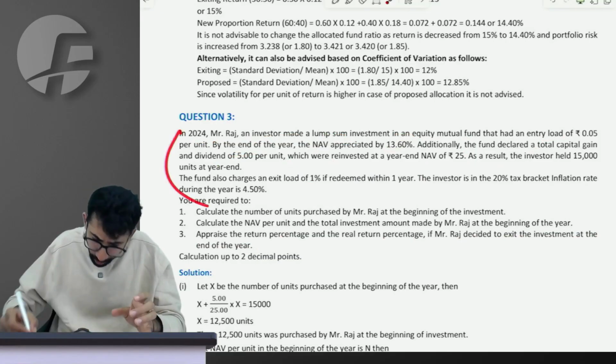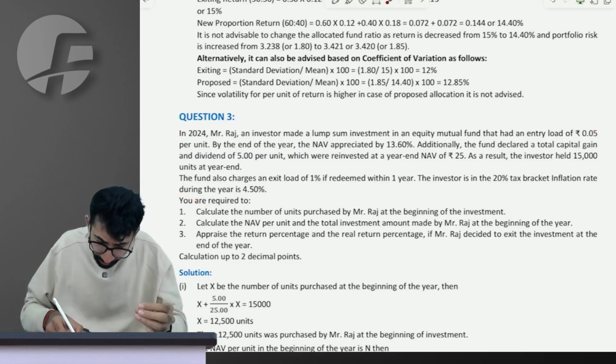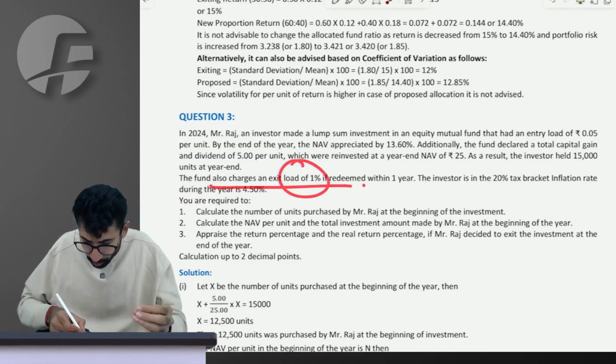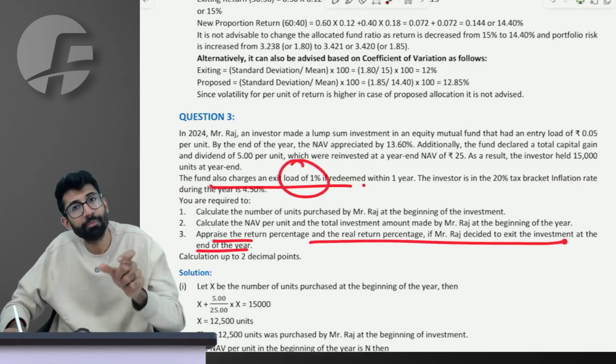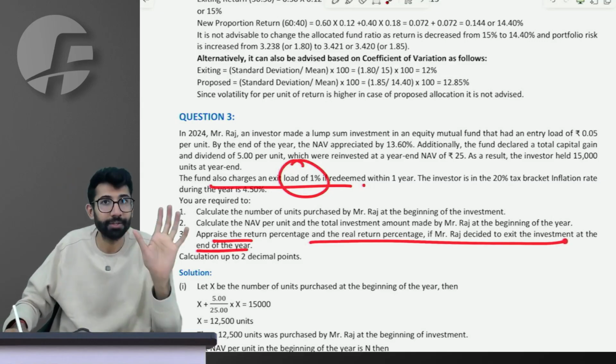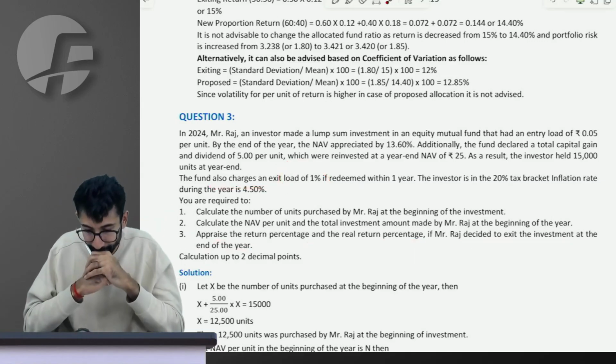Cool. They have not very clearly specified when the investment was made. But given the information of exit load, we are assuming that when they redeem it at the end of the year, it is before the completion of 1 year, which means we will apply exit load. We have to calculate the return.